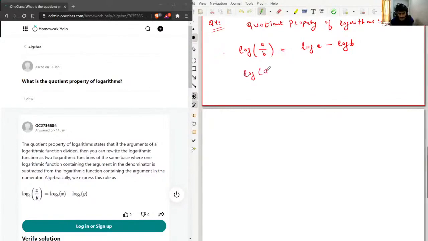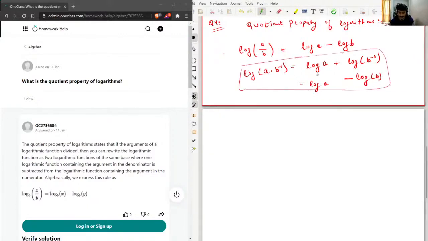So basically what we can do, we can write a times b inverse, and then we'll use the product property. So we can write log a plus log of b inverse. Then again we can use one property in which the power of this number comes out from the log and is multiplied with it. So it becomes log a minus log b, because this minus 1 comes out from the log and is multiplied with the log itself. So this was a short kind of derivation, but it can also confuse you.